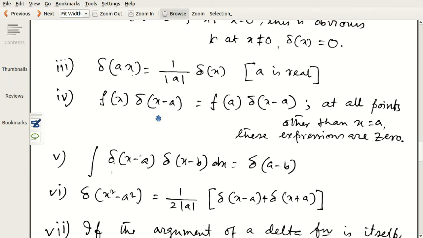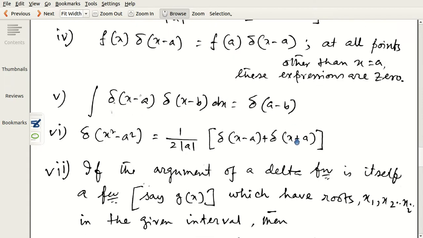From conceptual or logical derivation, we can guess the results, and for rigorous mathematical proofs, I tell you to go through any textbook, say Rajput or Satya Prakash, in fact any mathematical physics book. And f x delta x minus a equals f of a delta x minus a, because this will have its value only when x equals a, otherwise delta x minus a will have no value. So if you put x equal to a here, you obtain this. And these are two very important relations which are used in mathematical cases.